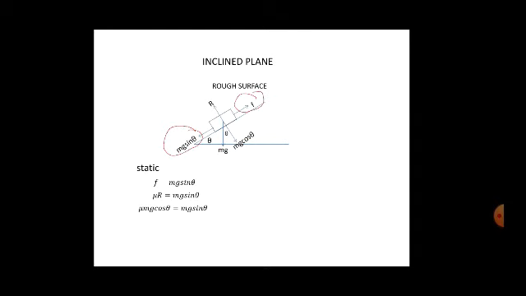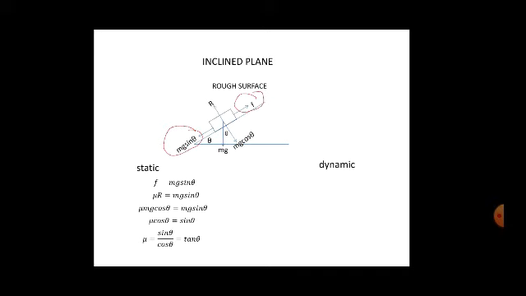Now, you see that m cancels out, because m is common on both sides, and g too. We're going to have that mu cos theta is equal to sine theta. Now, if I want to make mu the subject of the formula, mu will be equal to sine theta over cos theta, like we just saw now, which is tan theta. So you should note that the coefficient of static friction is equal to tan theta. That's a standard.